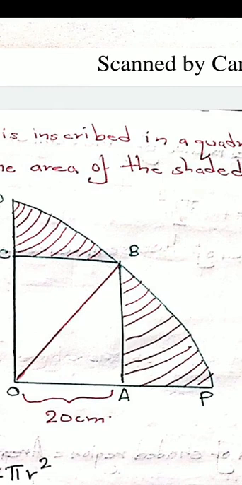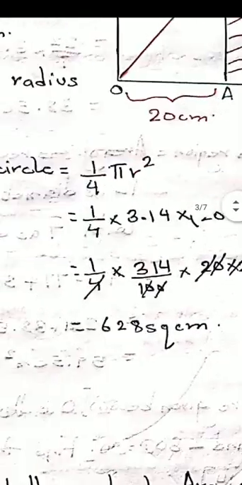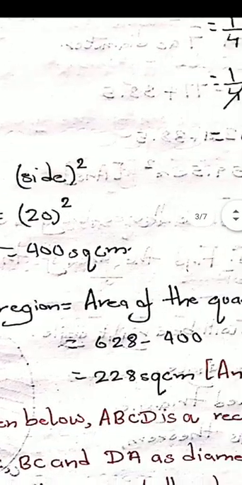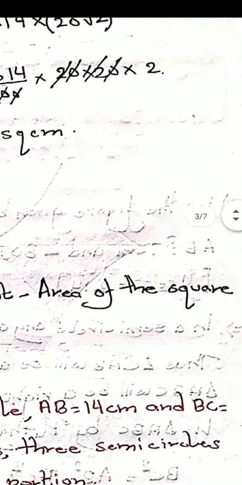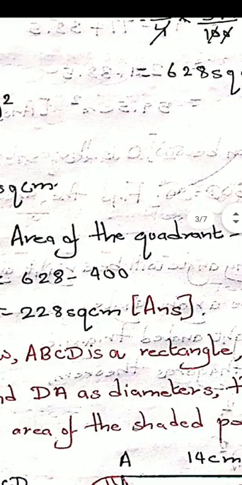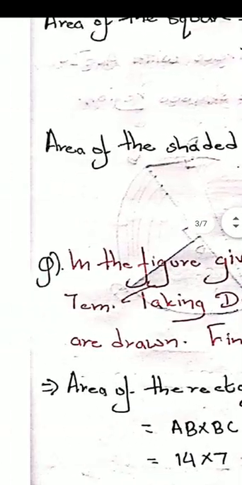So what my logic will be, I'll subtract the area of the square from the area of the quadrant. So area of the shaded region, as I've told you, will be area of the quadrant minus area of the square, which happens to be 628 minus 400, that is 228 square centimeter. So let's go ahead to the next problem.